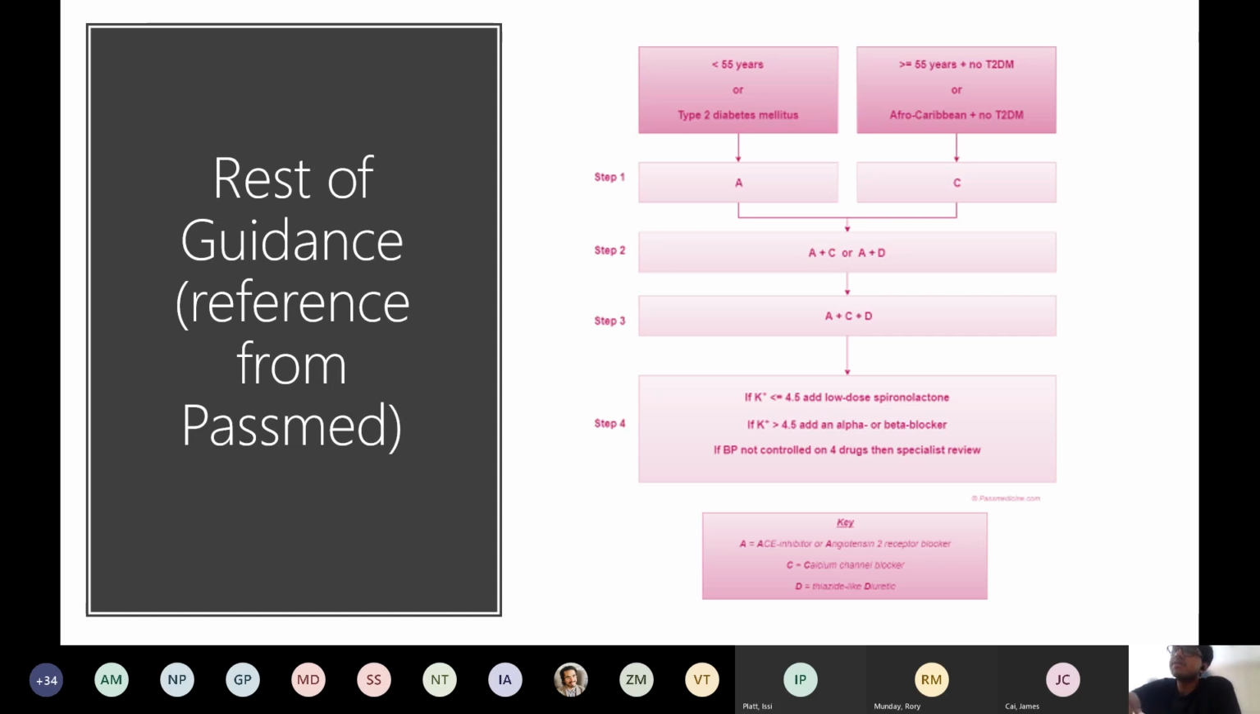Another thing that sometimes comes up is when you add a potassium sparing aldosterone antagonist like spironolactone, versus when you use a beta blocker. So remember to always measure the potassium once they've been started on all of these other drugs. That's the only other really important bit of the pathway. Cool.